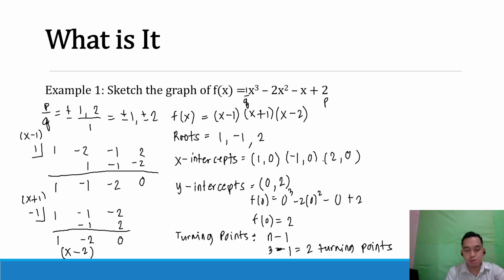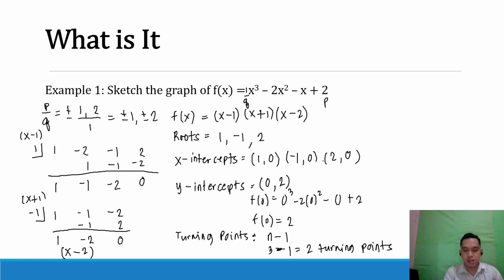So dito sa ating roots, wala naman tayong even multiplicity. Tama? So wala tayong even multiplicity dito sa ating roots. Lahat ng ating roots dito ay odd kasi wala namang multiplicity of 2 or multiplicity of 4. Di ba? Wala namang ganun sa ating roots. Kaya automatic na yung ating roots ay odd multiplicity.